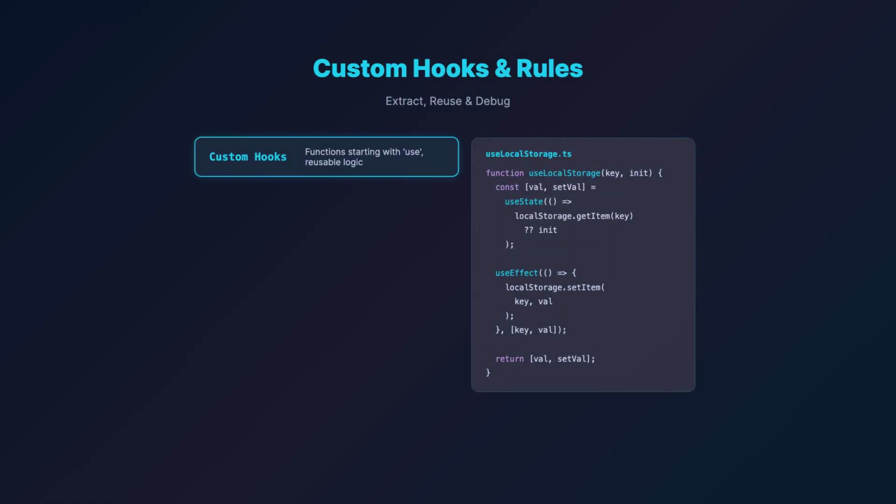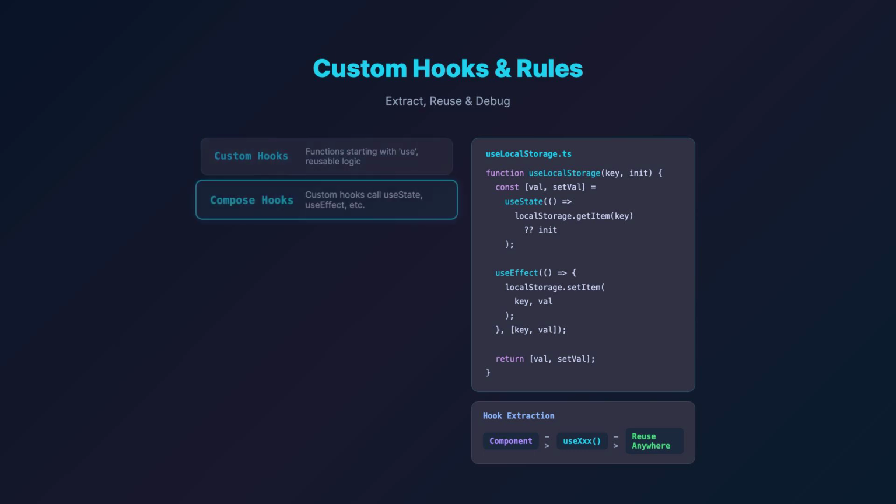Custom hooks let you extract component logic into reusable functions. A custom hook is just a function whose name starts with use. function useLocalStorage takes a key and initial value, uses useState and useEffect internally, and returns the value and setter. Any component can call useLocalStorage to persist state. The hook encapsulates the complexity.